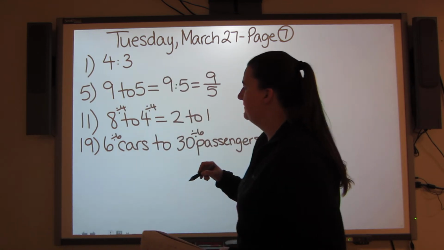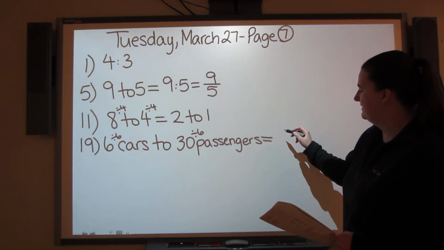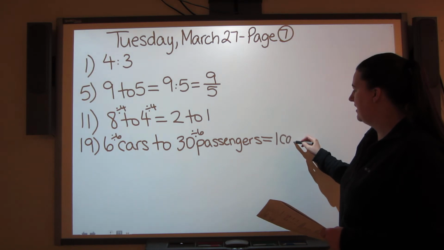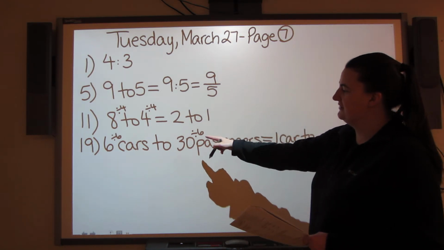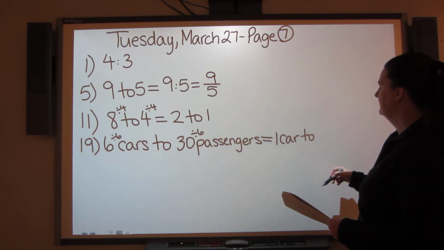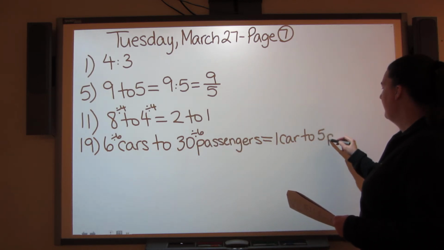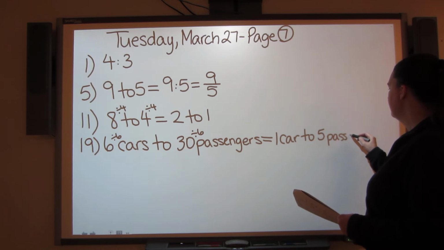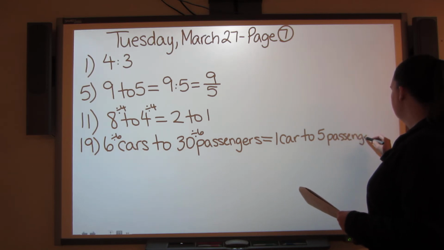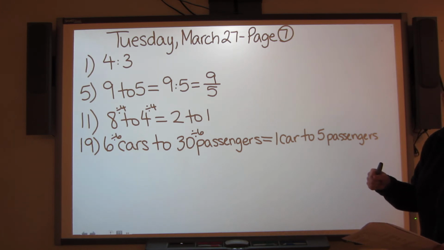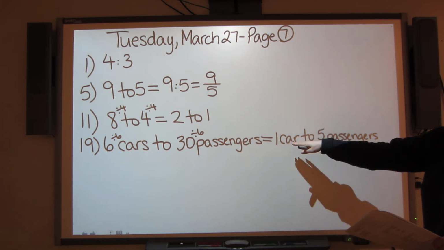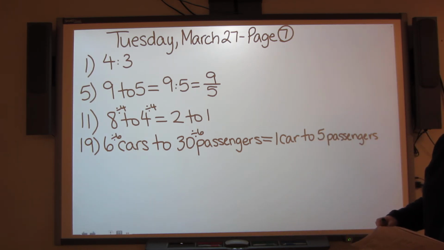So you divide them both by 6. 6 divided by 6 is 1, so 1 car to, how many passengers? 30 divided by 6 is 5. Six cars to 30 passengers in lowest terms is 1 car to 5 passengers.